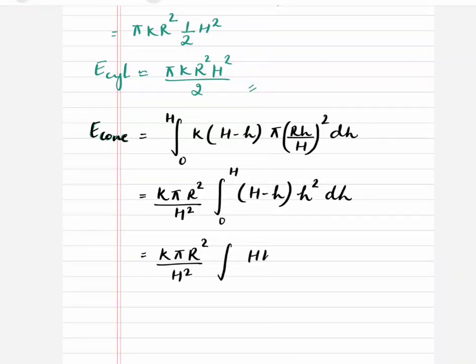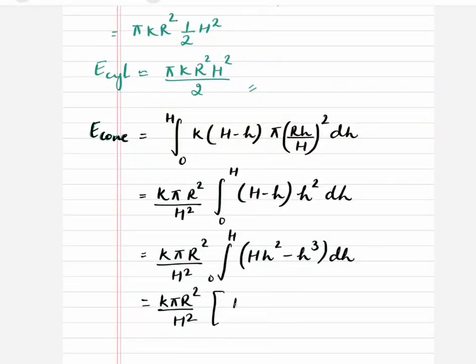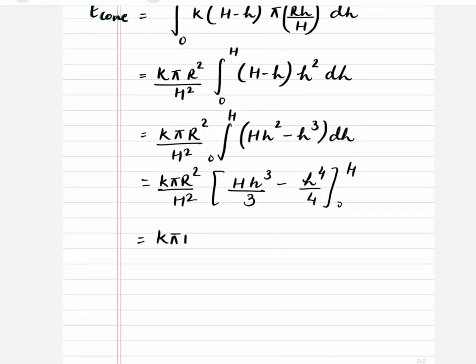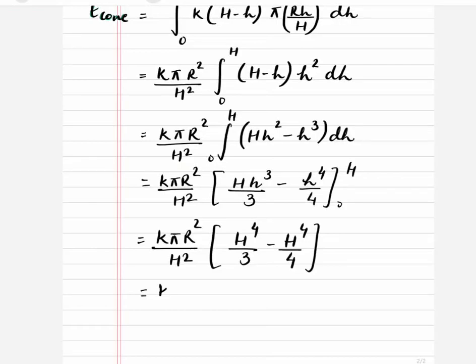So it is equal to k pi R square over H square times the integral. Let's expand the bracket first: H h square minus h cube, dh. This was 0 to H, so it's going to be H h cube over 3 minus h to the power 4 over 4, from 0 to H. Now let's put in the limits. Here it's going to be H to the power of 4 over 3 minus H to the power of 4 over 4, and 0 will give us 0 because we have 0 in both terms.